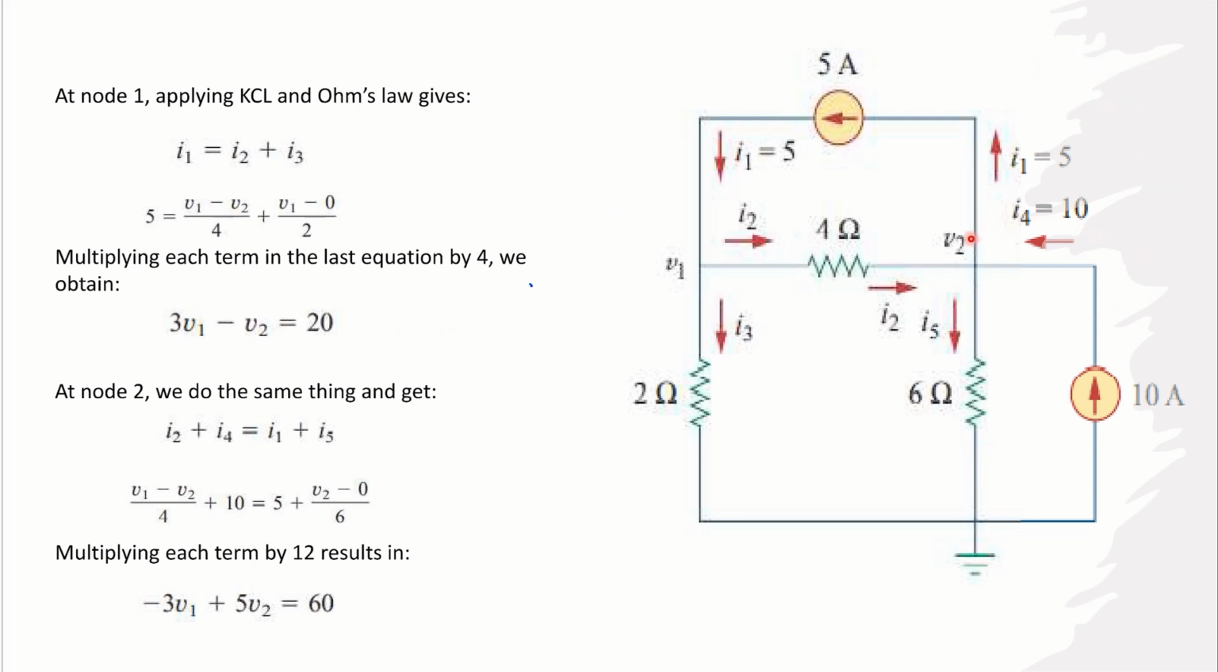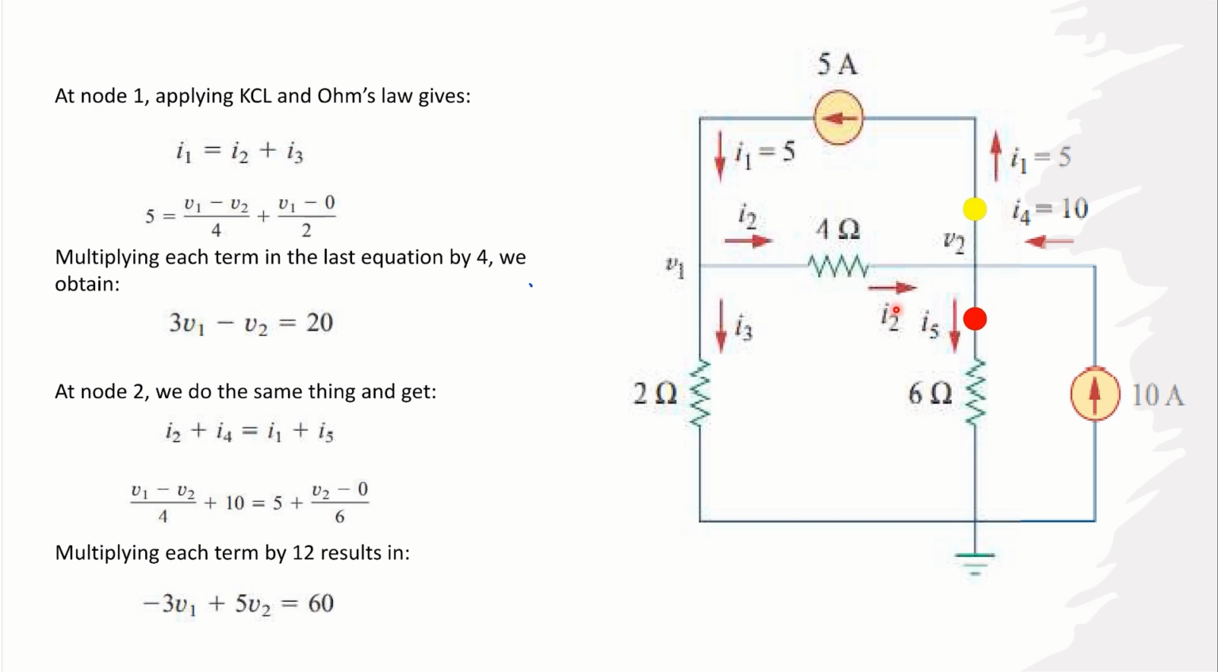Let's visualize how current is flowing through node 2. So I2 and I4 are entering the node and I5 and I1 are leaving the node. The value of I4 is 10 amperes because it is flowing from a source of 10 amperes, and the value of I1 is 5 amperes because it is going back towards the source. So it should be 5 amperes.